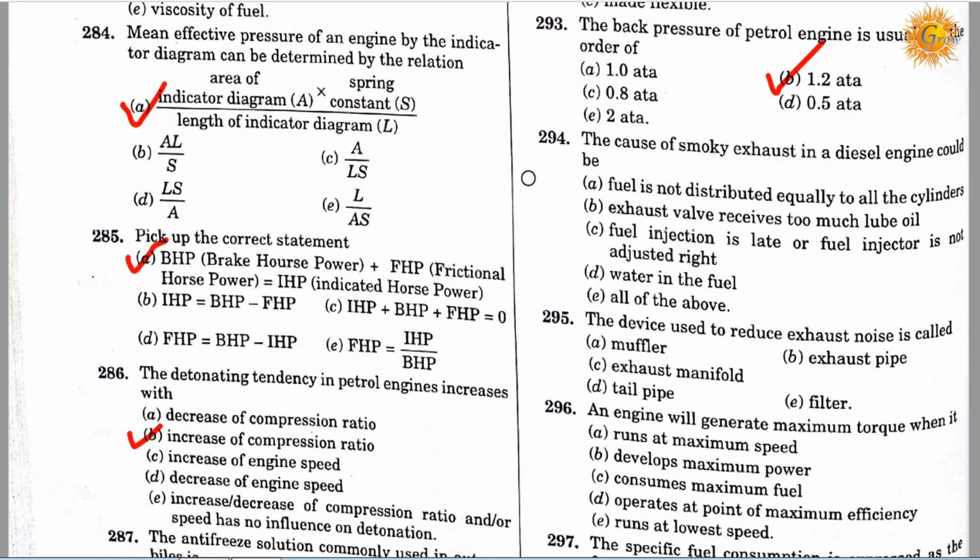Question number 294. The cause of smoky exhaust in a diesel engine could be: option A, fuel is not distributed equally to all the cylinders; option B, exhaust valve receives too much lubricant oil; option C, fuel injection is late or fuel injector is not adjusted right; option D, water in the fuel; option E, all of the above. So the correct answer will be all of the above.